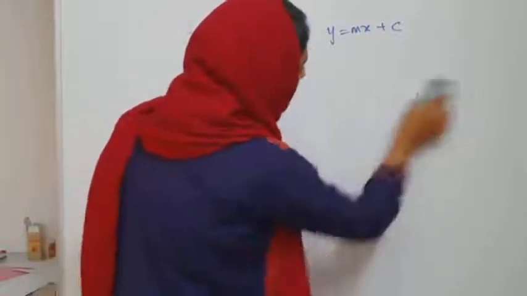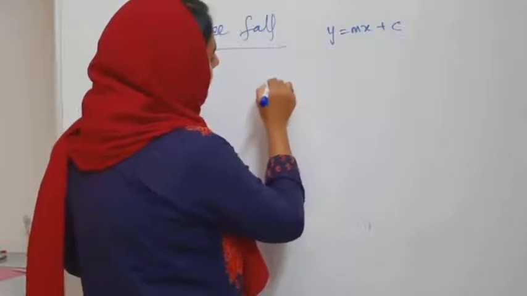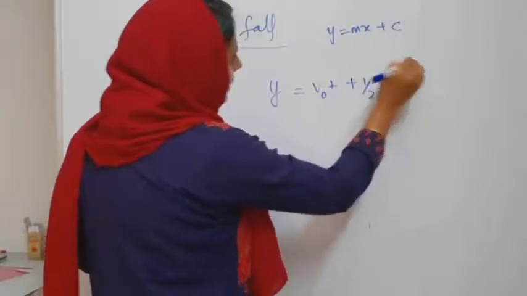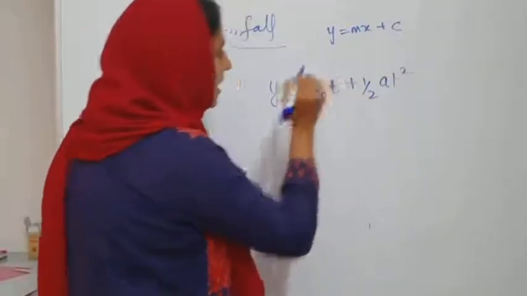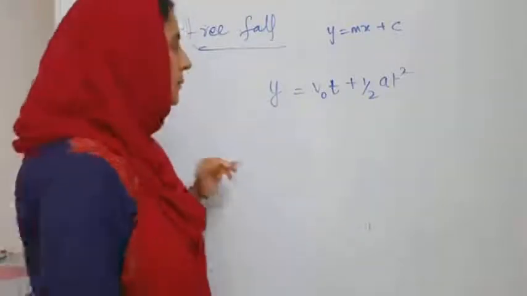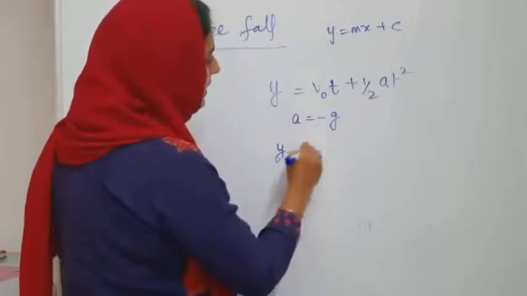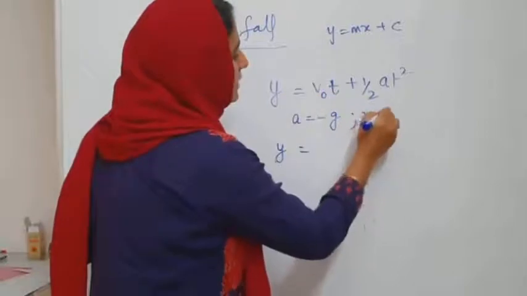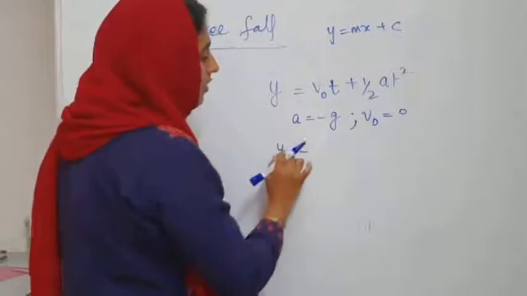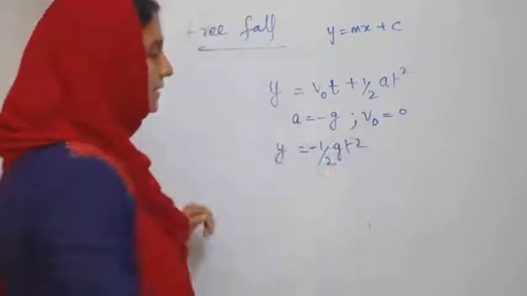For that we have to use the equation y is equal to v0t plus half at square. In this, y is in the negative y direction, and a is equal to minus g. So what do we have? y is equal to, what about v0? v0 is 0. Initially, if you are dropping from a particular height, the initial velocity is considered to be 0. So y is equal to minus half gt square, by putting a is equal to minus g.